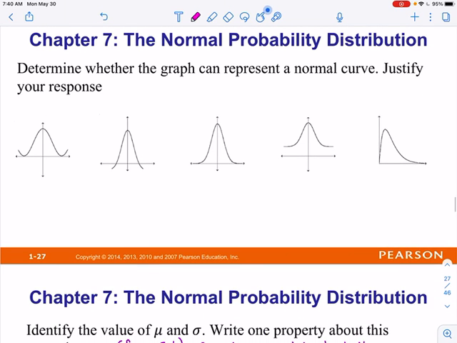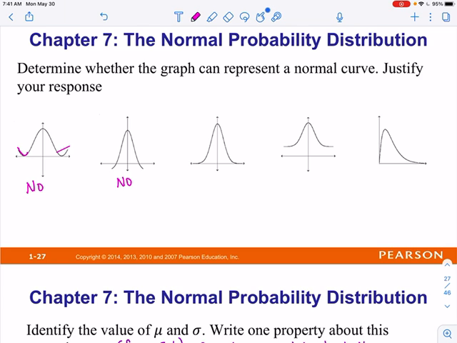Okay, determine whether the graph can represent a normal curve. Justify your response. Number 1 on the left here, the answer is no, and the reason is because you are continuously decreasing. You can't turn back up. So that's no. The second one, again, is no. Why? Because you can't cross the x-axis.